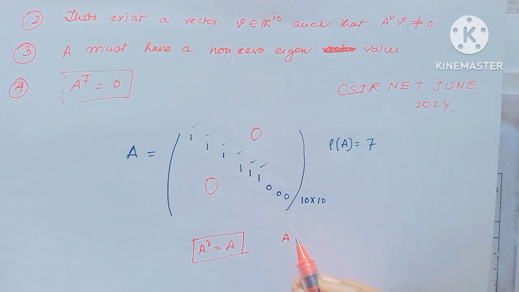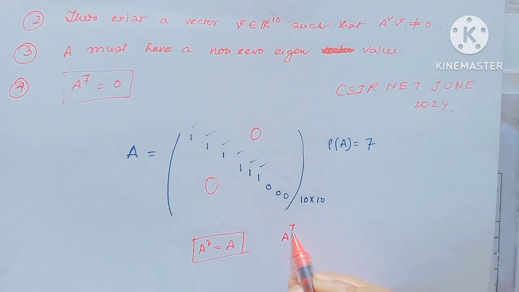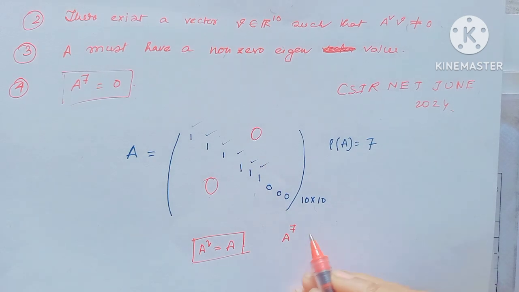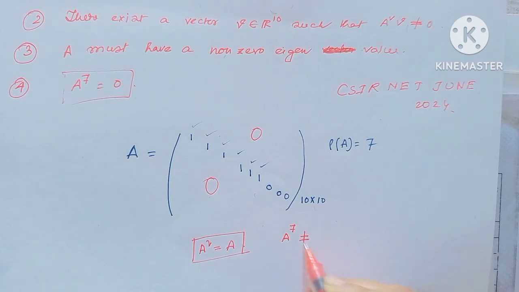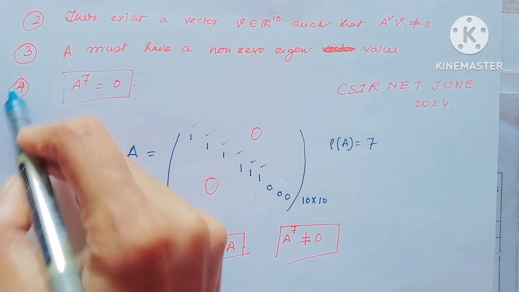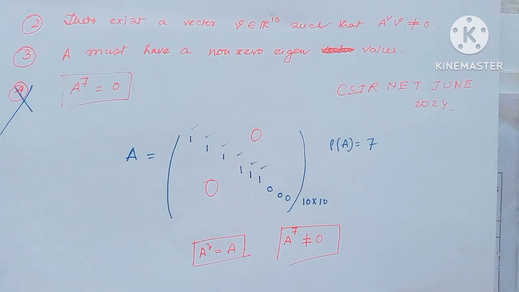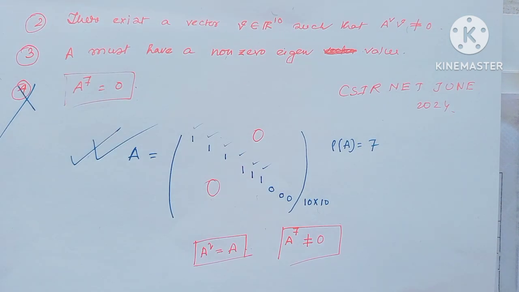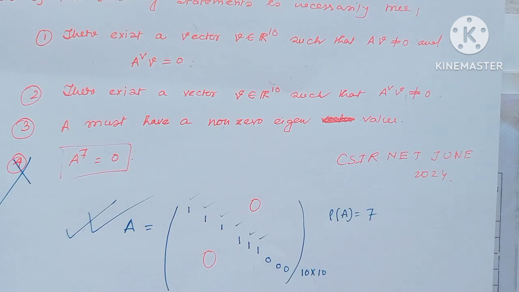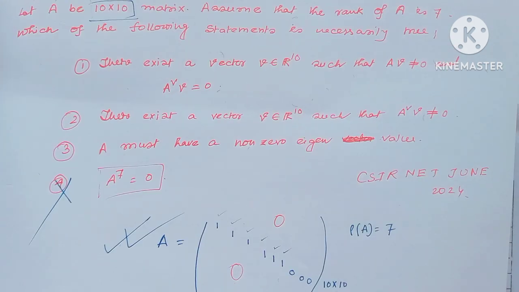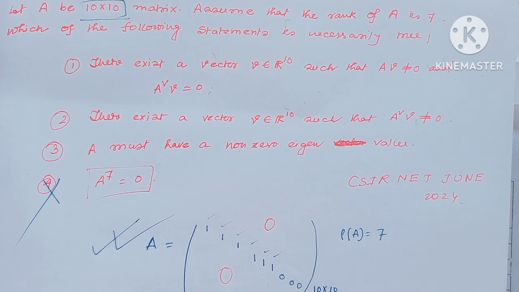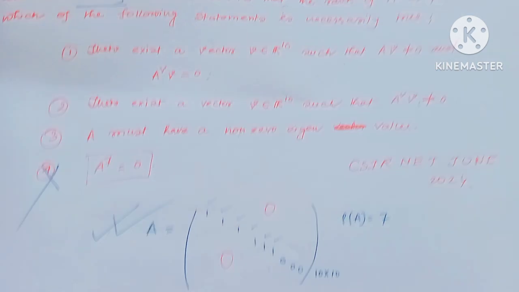Since A squared equals A, A to the power 7 for this type of matrix is obviously not equal to 0. So option 4, A to the power 7 equal to 0, is a wrong option, and by this type of matrix we can delete it. Now option 1: there exists a vector V belonging to R10 such that AV is not equal to 0 and A squared V equals 0.